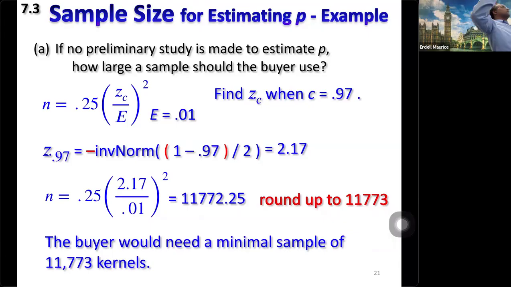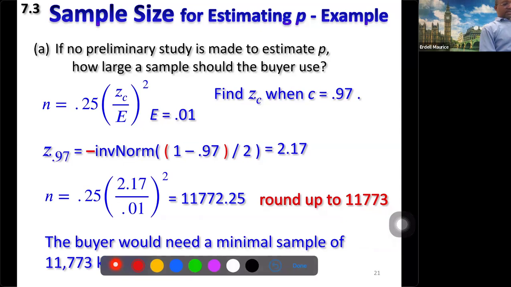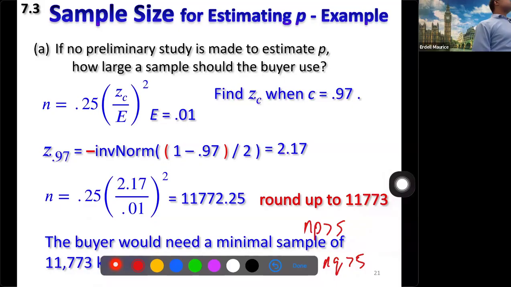Questions there? Now, of course, they skip the NP and NQ greater than 5 because 11,000 is so huge. They skipped NP greater than 5 and then NQ greater than 5. They skipped that right here because this number is so huge. If you multiply them by 0.5 and multiply it by 0.5, that's going to be much larger than 5. Yes? So that's why I didn't mention it. But in theory, you should check to see if these are greater than 5. Question there.